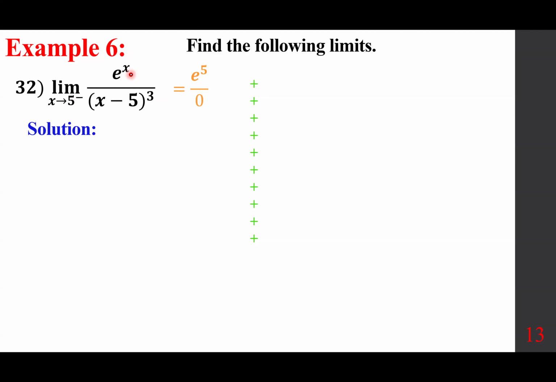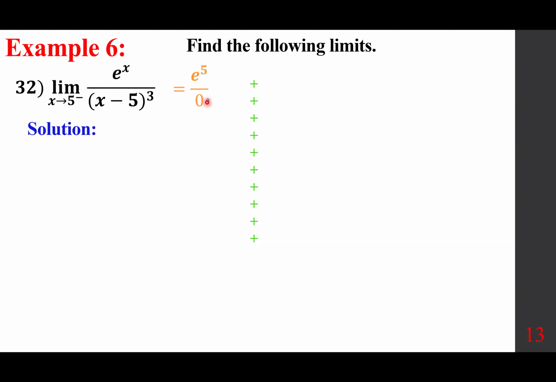e to the power of 4.9999, or even if it was from the right, e to the power of 5.00001 would be exactly the same thing, and it's a positive value. When you divide by 0, it's going to tend to infinity or negative infinity. You have to figure out which one.